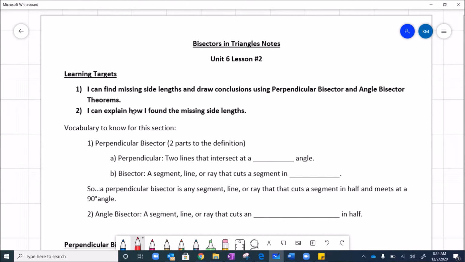Today we're going to look at bisectors and triangles notes. At the end of this video, you should be able to find the missing side lengths and draw conclusions using perpendicular bisector and angle bisector theorems. And you should be able to explain how to find the missing side lengths.